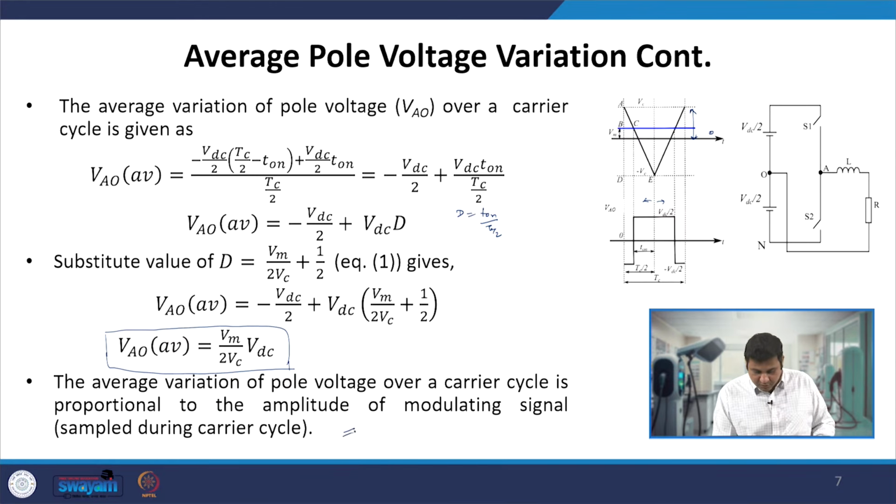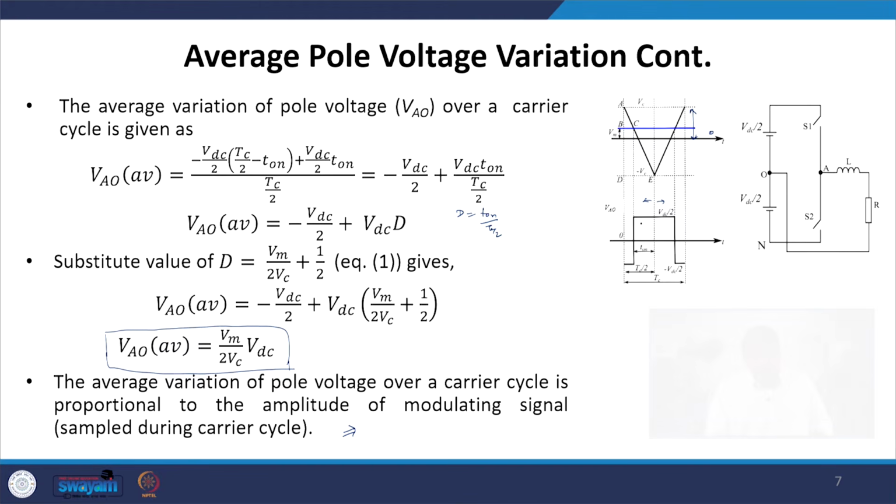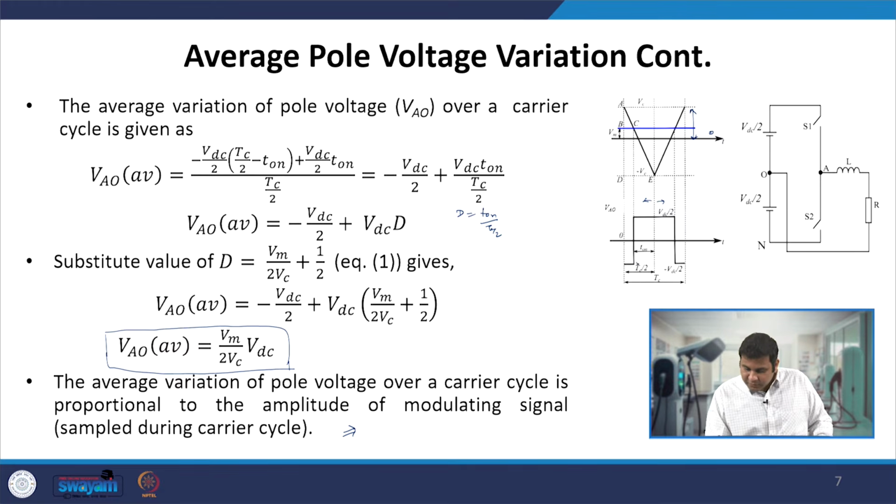We can say this confidently: if I sample this modulating signal, which is varying slowly with respect to this carrier cycle, then the average pole voltage variation over the carrier cycle is proportional to the amplitude of the modulating signal. Now, here we have taken two things. One is we assume that the modulating signal is constant in one carrier cycle, and if we look very carefully, here my switch S1 is on and here my switch S1 is off.